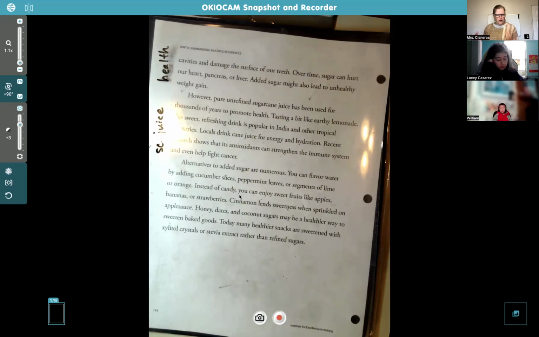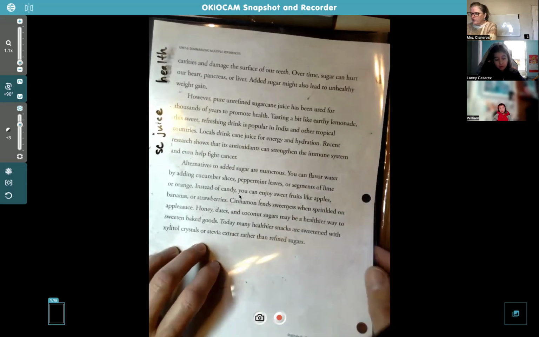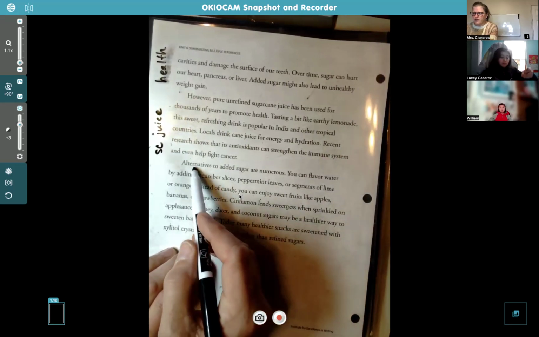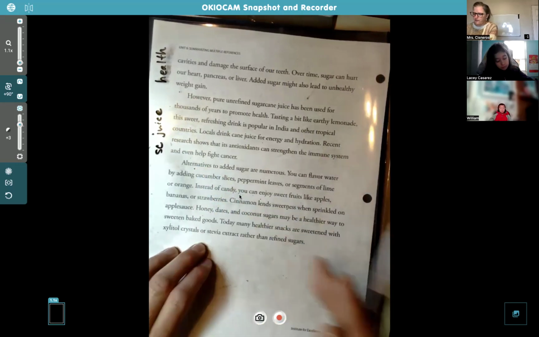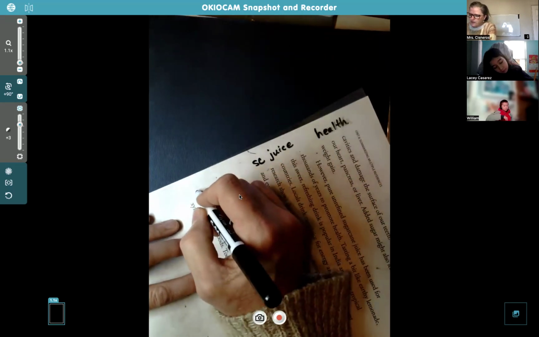These are called alternatives. It just means not exactly sugar, but what you can use in place of sugar that sweetens your food. So we're going to call it alternatives. The word is right here. It's the first word in the paragraph. Just copy that word on the side here.